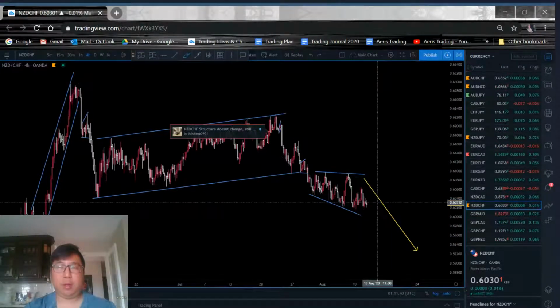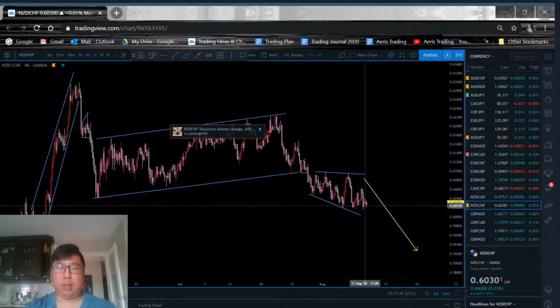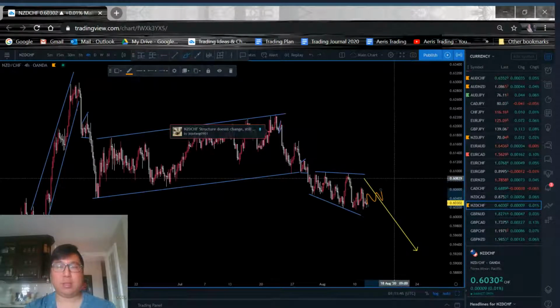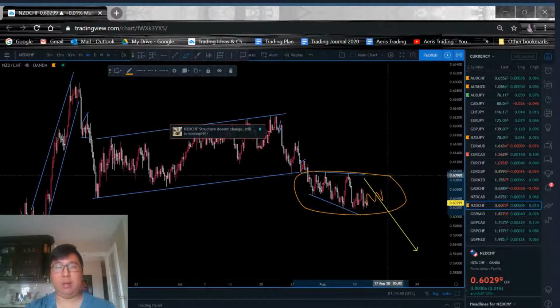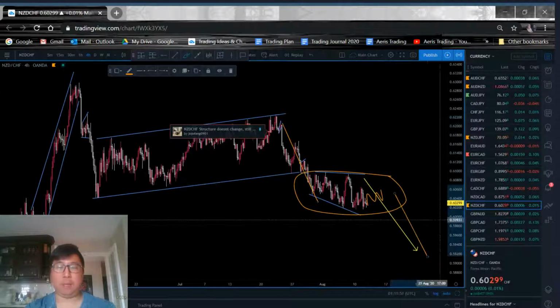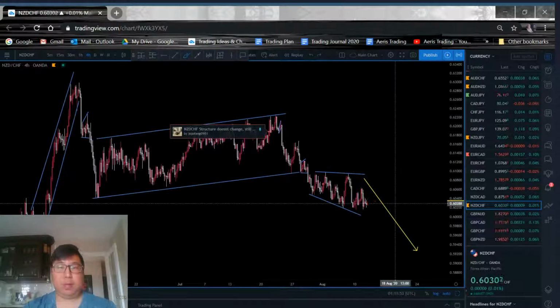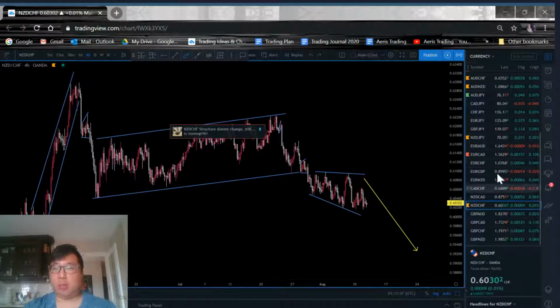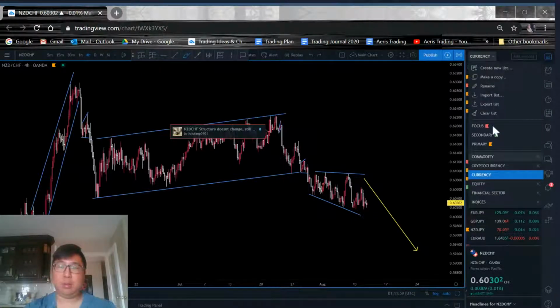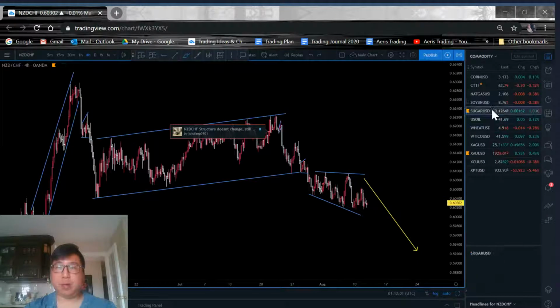Okay, so it's just a little bit more consolidating. Maybe price will form a little bit more correction this way. But nevertheless, as long as this structure is still valid, then it's still correcting this move, and we're getting the next sell right here. Okay, so that's Kiwi Swiss. That's pretty much all the currency pairs I'm looking at. I'm going to go over commodities. So commodities, let's look at sugar.